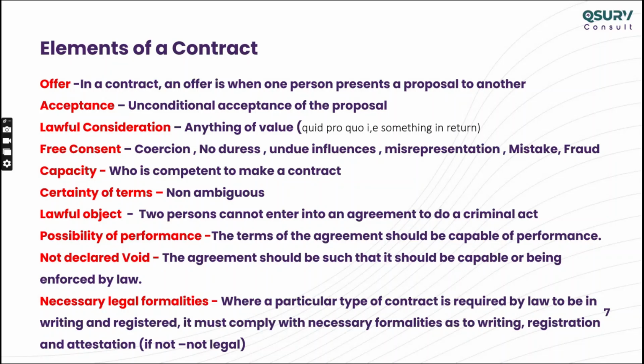So the object should be lawful. Firstly, you cannot enter into a contract for a criminal act or an activity which is illegal in the country. Kill someone, kidnap someone, a nuclear weapon, a weapon factory, something like that. You cannot prepare a contract for that. So the objective of the contract is important. Now, the possibility of performance. The contract should be capable of being performed. If it's not possible to perform, the law will see it as an invalid contract.